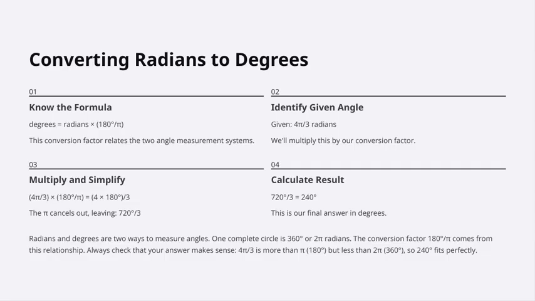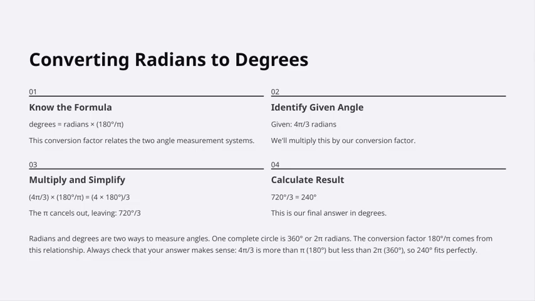Let's look at how to convert radians to degrees. The key here is knowing the formula. Degrees equals radians multiplied by the conversion factor, which is 180 degrees divided by pi. This factor bridges the two measurement systems, since we know one full circle is 360 degrees or 2 pi radians. Next, we identify our given angle. In this case, it's 4 pi over 3 radians. We'll multiply this by our conversion factor to get the angle in degrees.